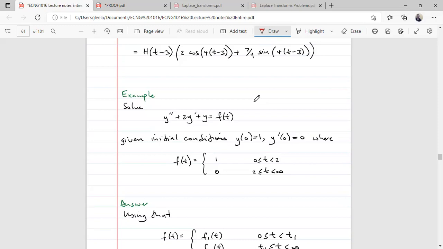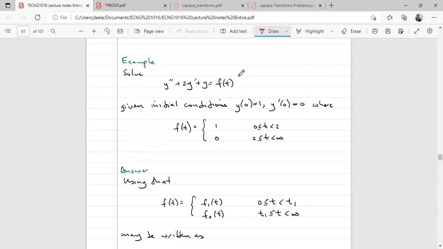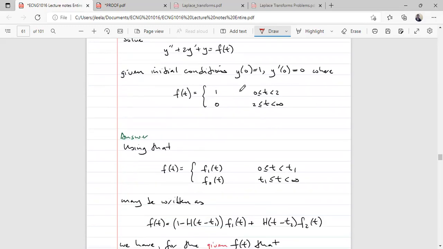y double prime plus 2y prime plus y is f(t), given initial conditions y(0) = 1 and y'(0) = 0, where f(t) is 1 between 0 and 2, and f(t) is 0 between 2 and infinity. So we're using the piecewise definition with the Heaviside.